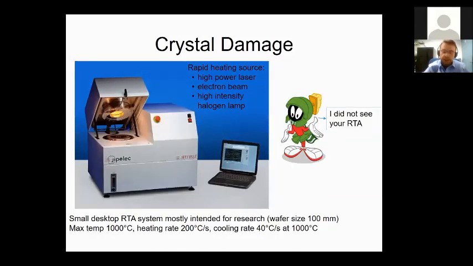So we carry out these with a high power laser or electron beam, or a high intensity halogen lamp, in this kind of an RTP. This is a cartoon that I just put because, believe it or not, we lost our RTP or RTA, rapid thermal annealing tool.